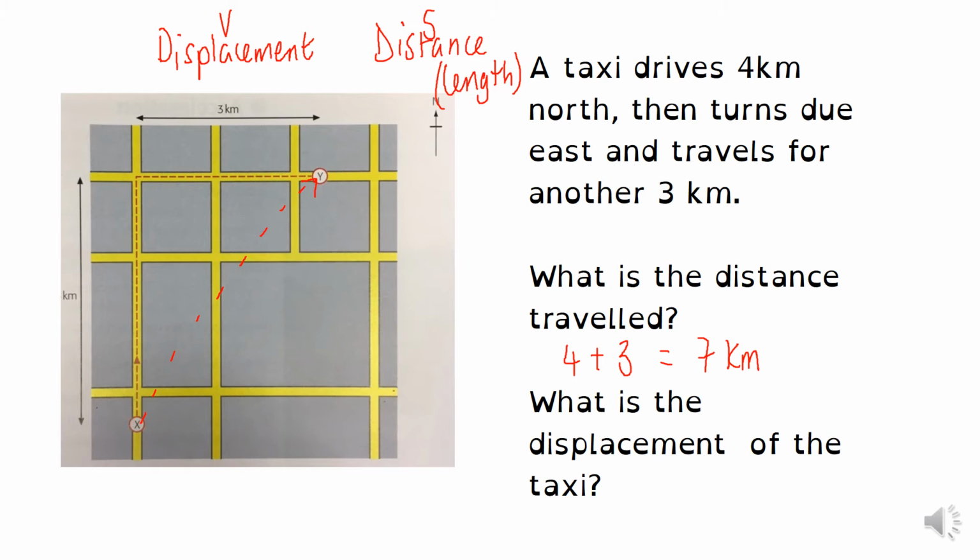So what the taxi driver has done is actually moved 5 kilometres in this diagonal direction. Now we could actually work out the angle that he's travelled here, but we'll say approximately northeast. So the displacement is 5 kilometres northeast. He has been displaced, moved from X to Y. It's not the distance he's travelled, it's just how far he's been moved from start to finish.